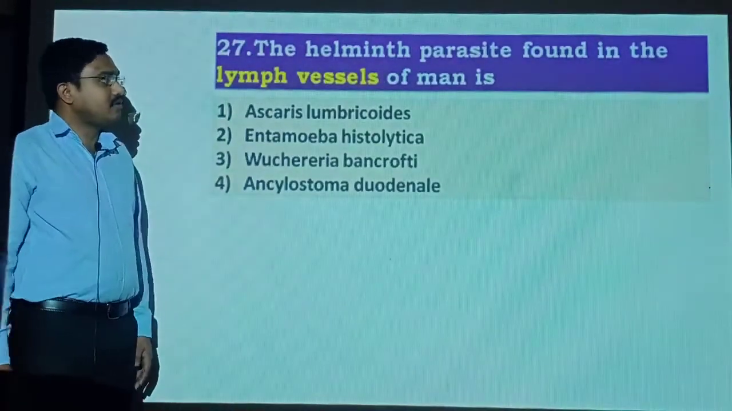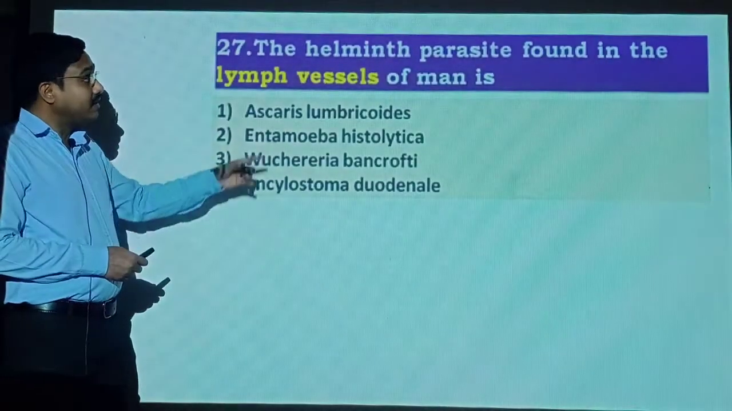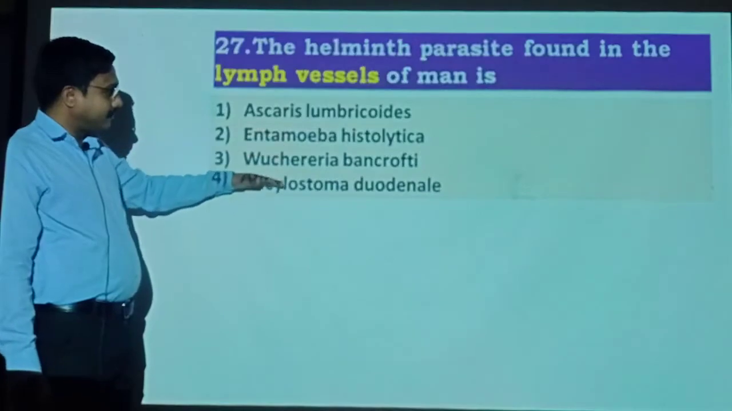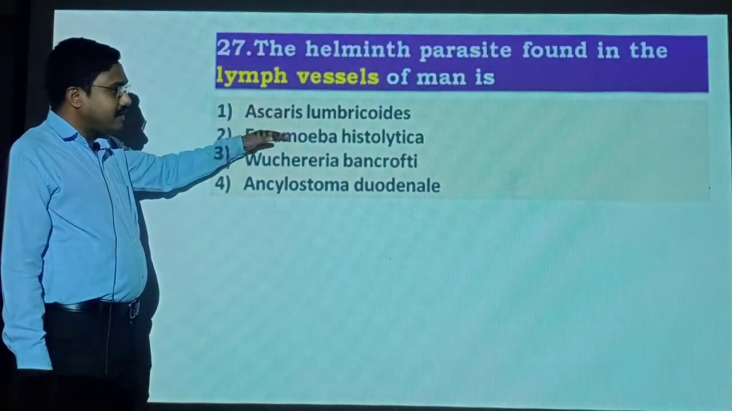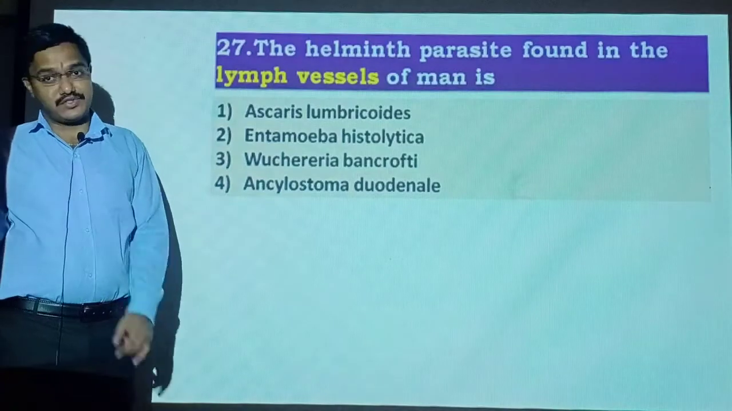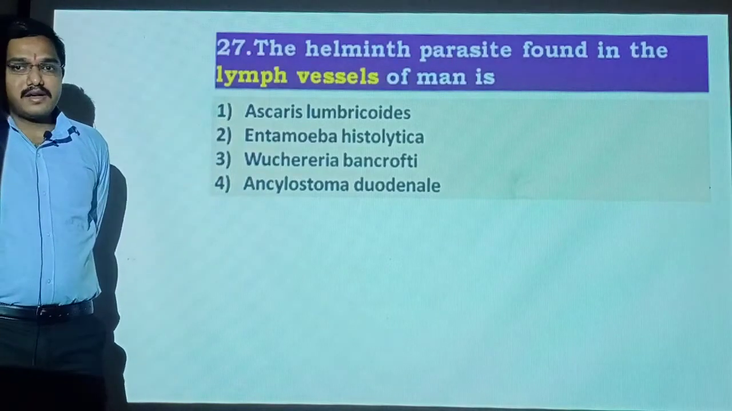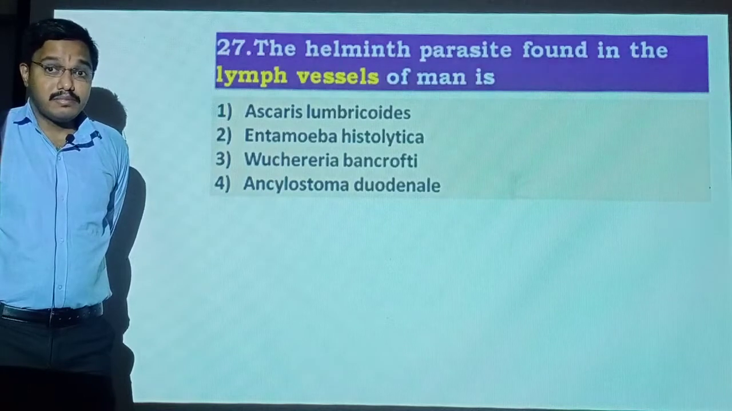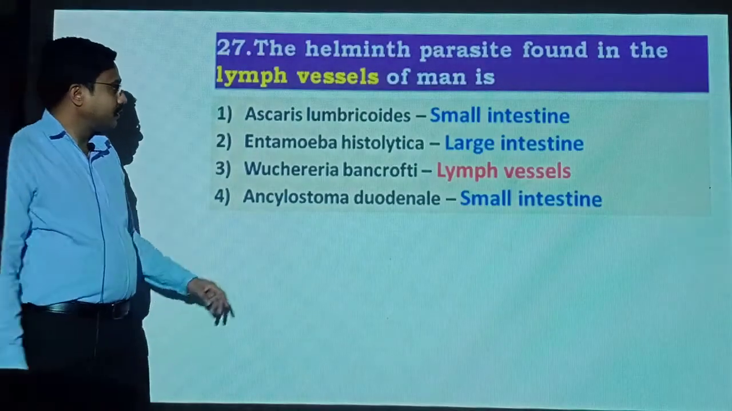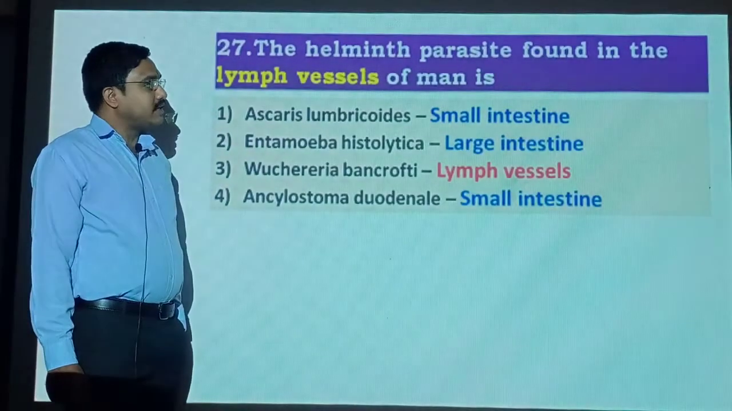Next question is question number 27. The helminth parasite found in the lymph vessels of man is. Here parasites are given, right? Which of these parasites lives in the lymph vessels of humans? Lymph vessels. Yes, once you see the options, the parasites which live in lymph vessels of humans. Look here. First option, Ascaris lumbricoides. It lives in the small intestine.